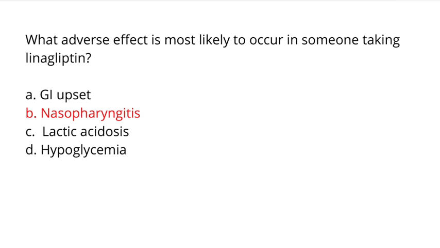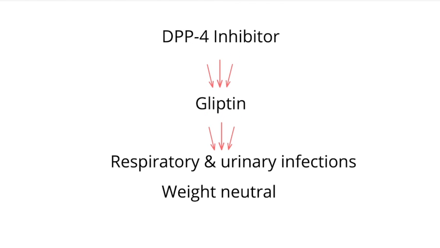Now, this slide is basically showing you a nice little summary of DPP4 inhibitors' adverse effects. And those include respiratory and urinary infections. So yes, we discussed that the flozins can cause UTIs, but DPP4 inhibitors can also cause urinary infections. DPP4 inhibitors are also weight neutral.